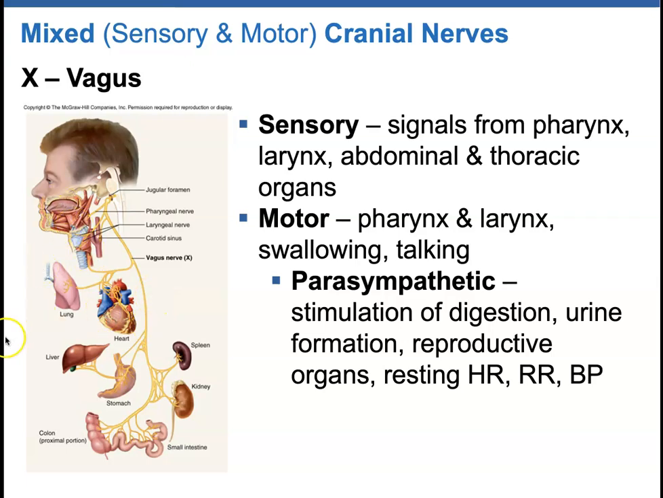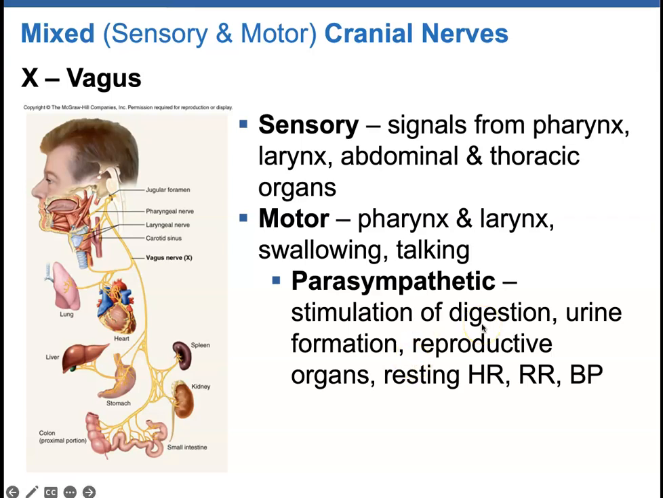And then it also has the motor fibers that go directly down into the lung to signal the ability to breathe, right? Your respiratory rate is going to be directly impacted by what the vagus nerve is doing. And then also our heart rate regulation, really, really critical for that. And then it also stimulates, obviously, digestion, and what happens with our kidneys in terms of urine formation. So this is huge for our parasympathetic function.